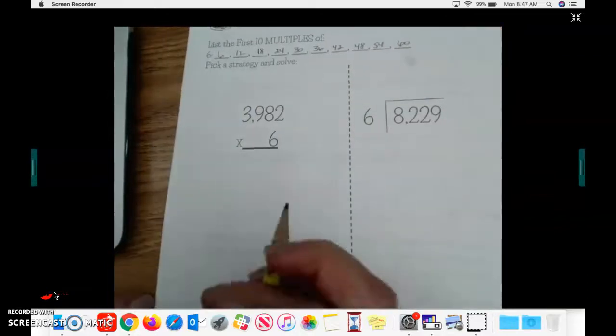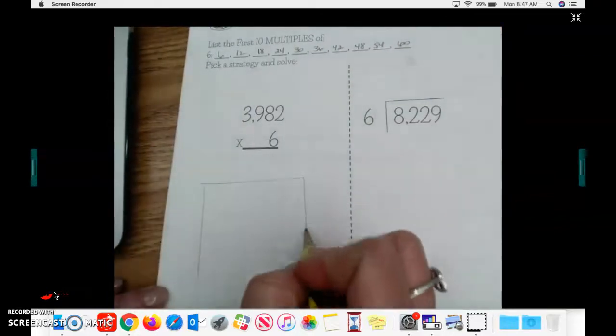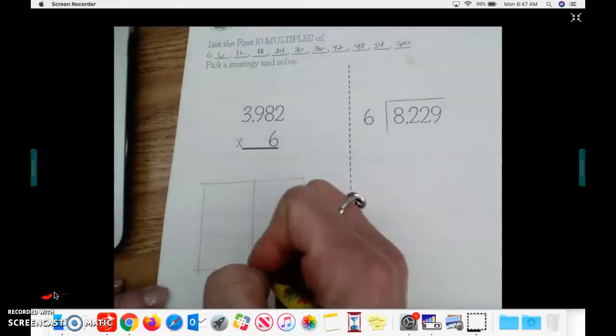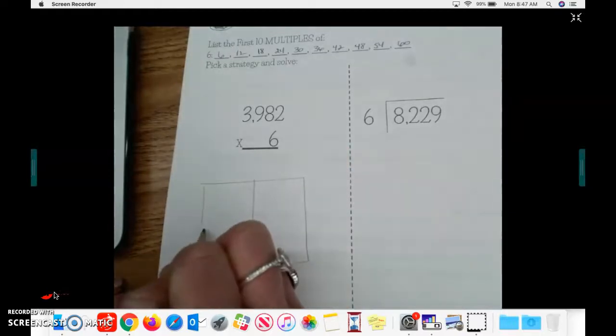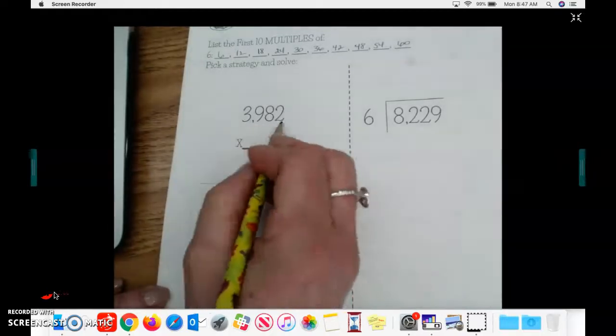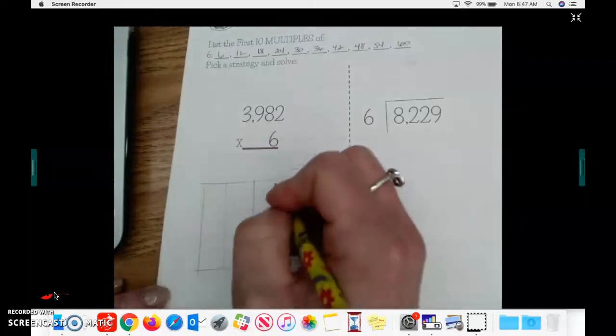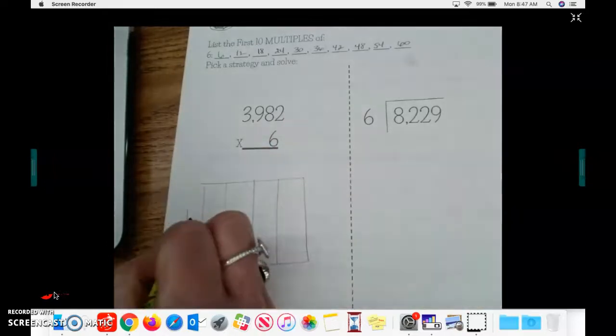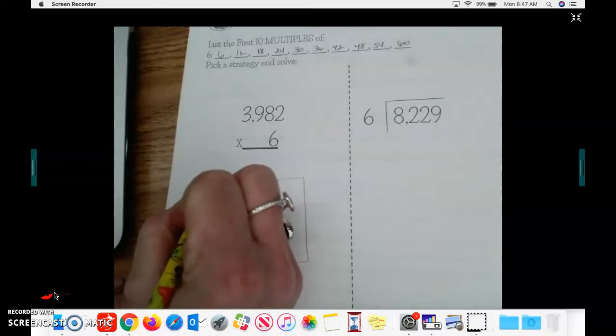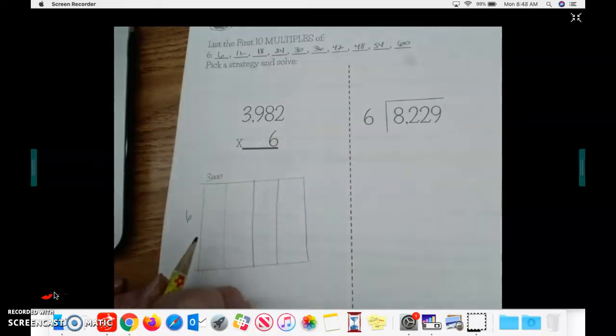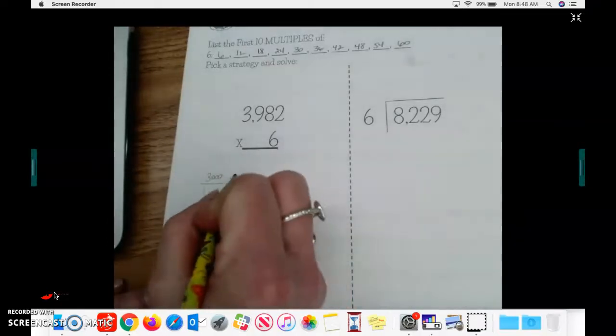Okay, then down below you can pick a strategy for your multiplication. I'm going to show you the box method that we've been doing. Because we have a 4-digit number, we are going to need 4 columns in order to multiply. So our 6 goes here. We have 3,000. We're breaking 3,982 out into expanded form.